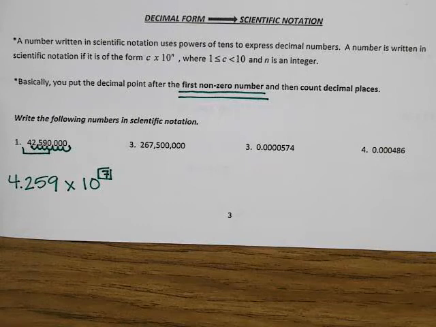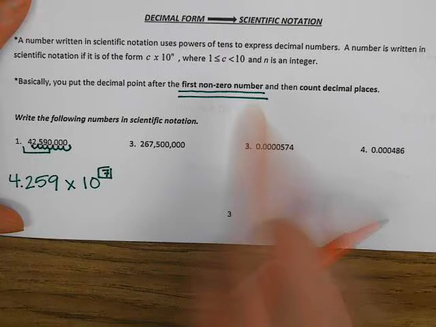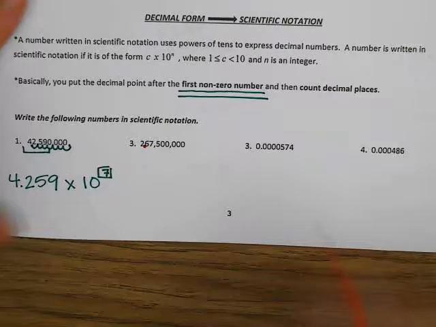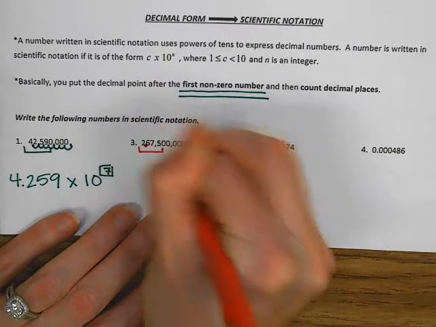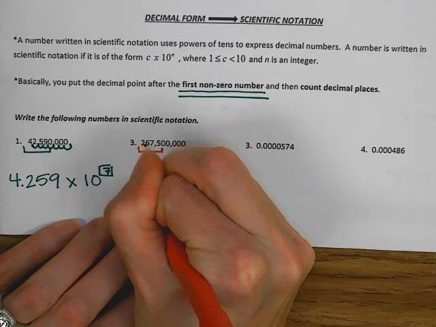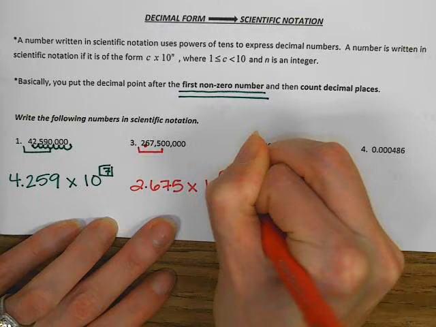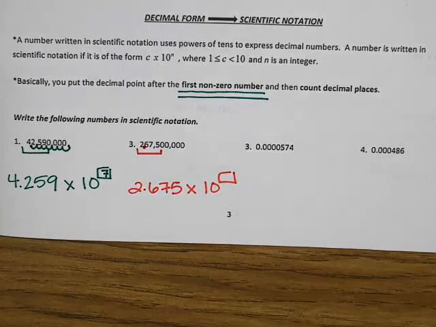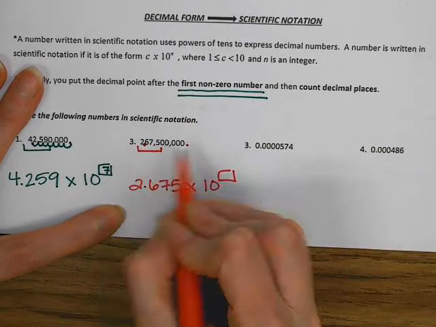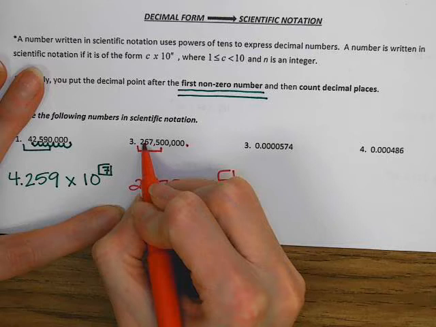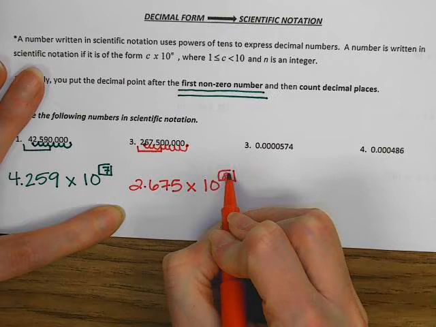All right, let's try one more of those. First thing, put the decimal point after the first non-zero number. So it's going to go after the 2. And then write down all the numbers you have, but not all these zeros. So 2.675. And then it's always times 10 to some power. Okay, now how do you find the power? You count. How do you get from this decimal to this one? 1, 2, 3, 4, 5, 6, 7, 8. So it's going to be an 8.